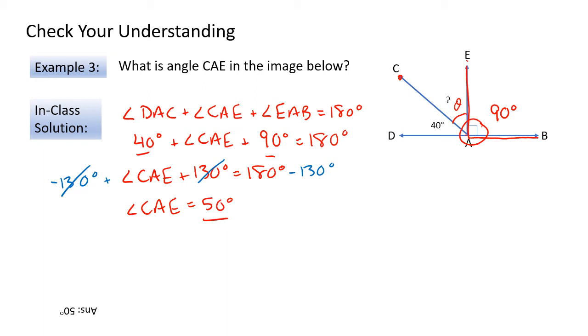Okay, this was using 2 concepts here. Okay, this was a supplementary angle, okay, with a straight line, and these are also considered complementary angles. Okay, because the other side was equal to 90 degrees.